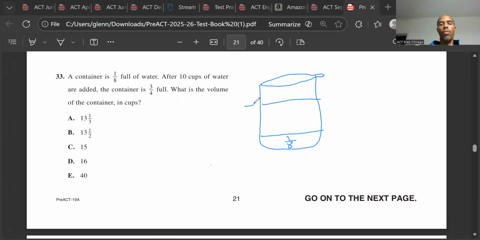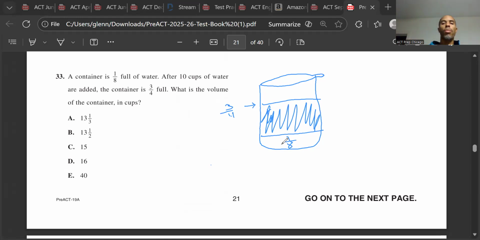So this is the 3/4 line. And we're not saying it was empty when you got it. We're saying it was 1/8 full of water. So then after we add 10 cups to the 1/8, the container is 3/4 full.